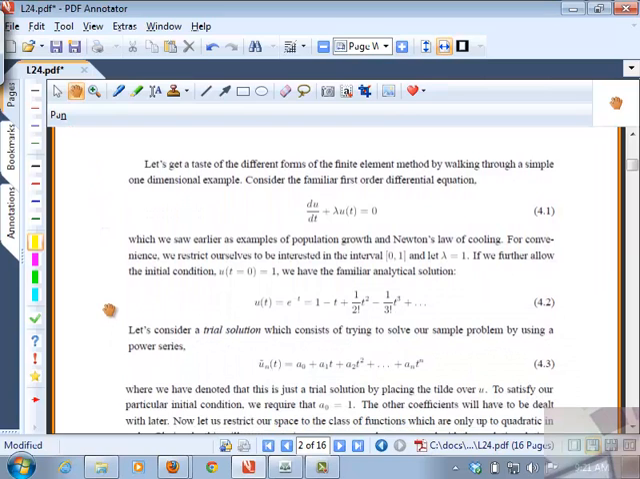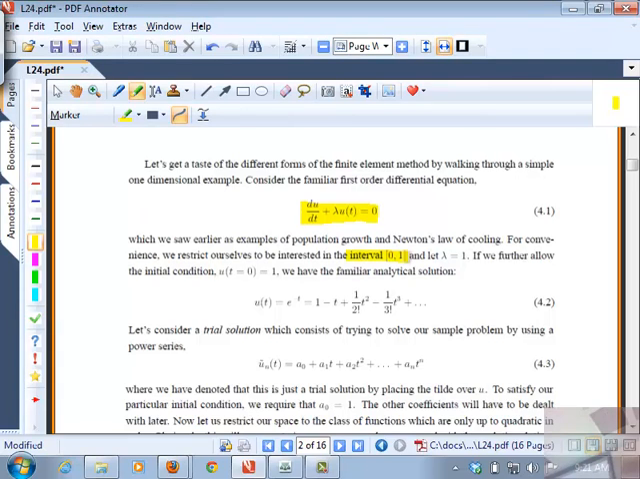So it's the same example that we saw in the last class. That is du/dt equals lambda u. This is just an ordinary differential equation, a first order ordinary differential equation. And our interval, we are confining it to 0 to 1.